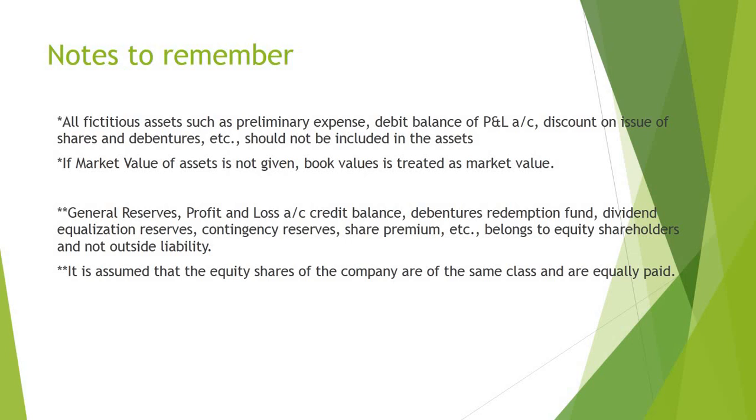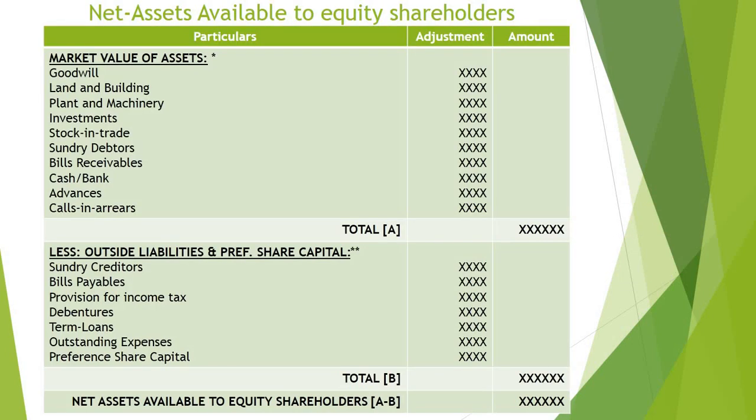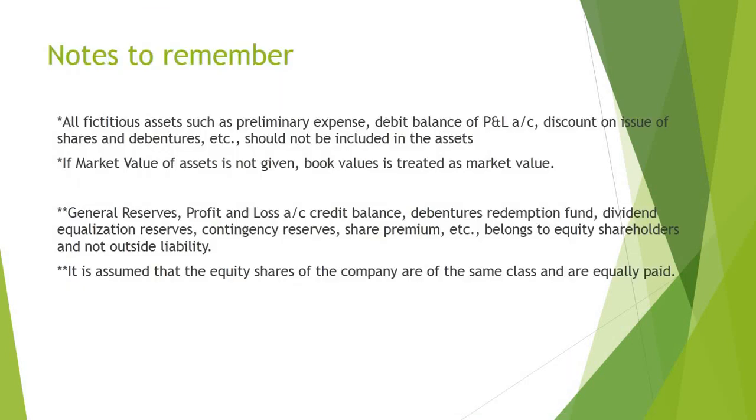Now let us look at the notes or points to remember about the liabilities. General reserve, profit and loss account credit balance, that is profit, debentures redemption fund, dividend equalization reserve, contingency reserves, share premium, etc. belong to equity shareholders and are not outside liability. We are going to take outside liability, and we know that reserves is not an outside liability.